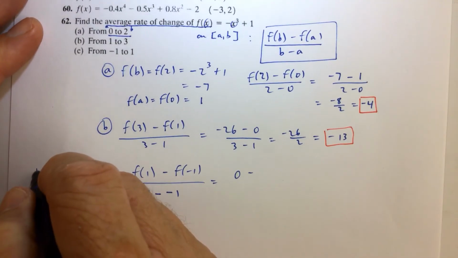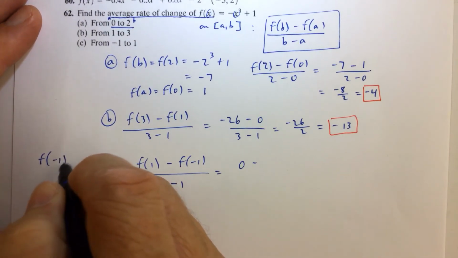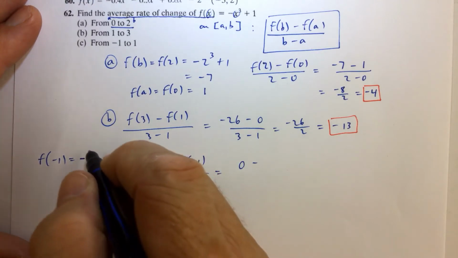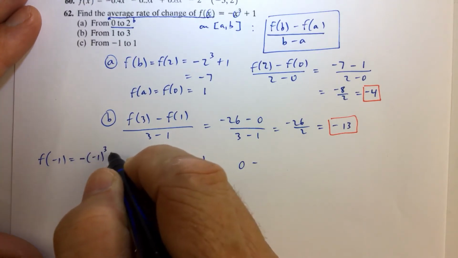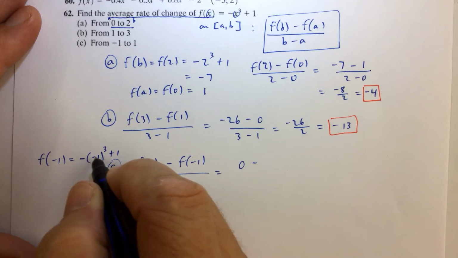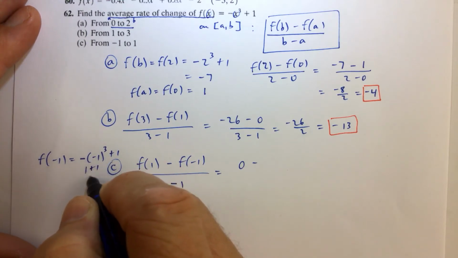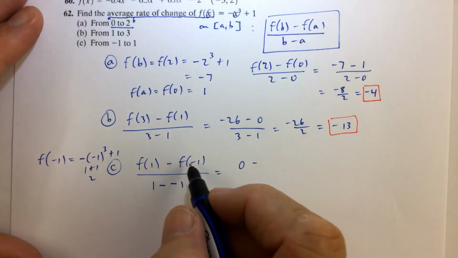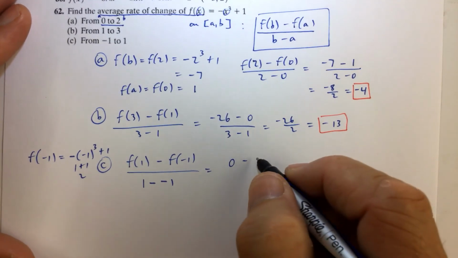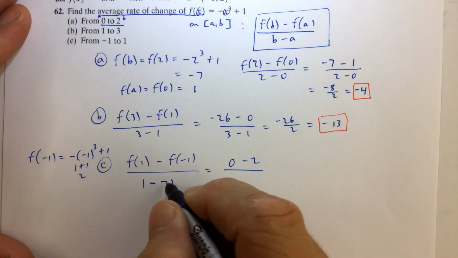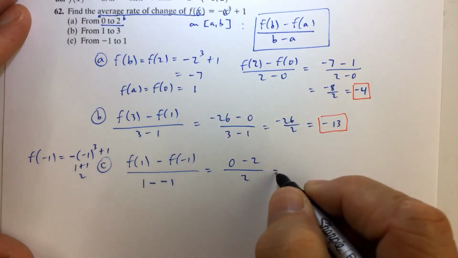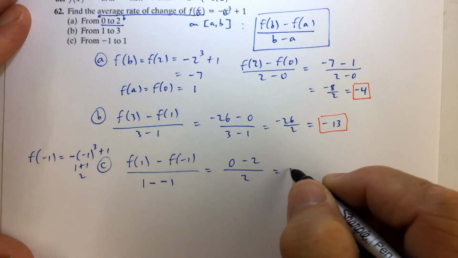So for part C, f of negative 1 is the opposite of negative 1 cubed plus 1. So that's negative negative 1. Negative 1 cubed is negative 1. The opposite of that is 1. 1 plus 1 is 2. So f of negative 1 is 2. All right, so I want to make sure about that. And then we have 1 minus negative 1. That's also 2. So we see negative 2 divided by 2 is negative 1.